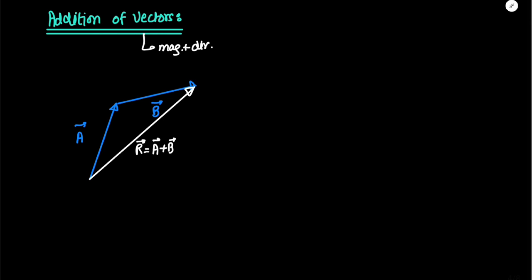You are given two vectors, you have to keep one of them as it is, take the other vector, and move it near the first vector in such a way that the tail of the second vector coincides with the head of the first vector, and then you have to join the initial and final points to produce your resultant vector.